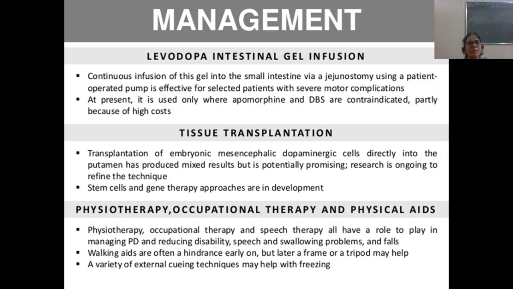Next is tissue transplantation. Transplanting embryonic mesencephalic dopaminergic cells directly into the putamen has produced mixed results, but is potentially promising. Research is ongoing to refine the technique, and stem cells and gene therapy approaches are in development. And physiotherapy, occupational therapy and physical aids also can be used for a variety of techniques. External cueing techniques are also helpful, used as physical aids.